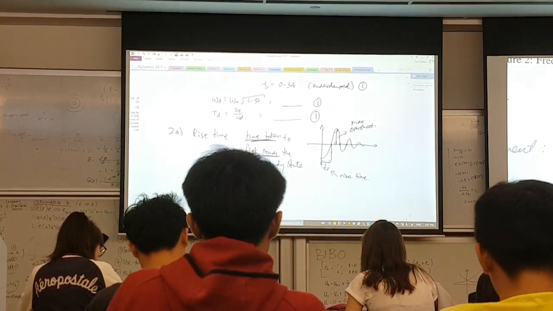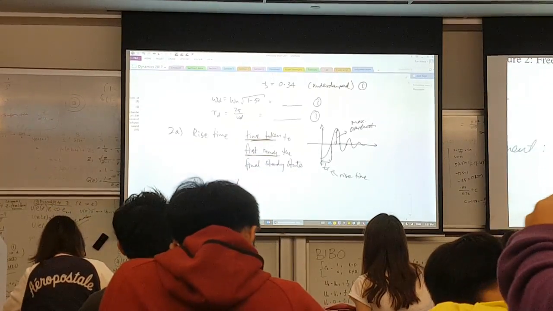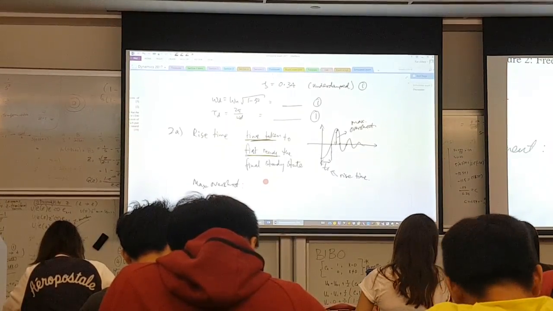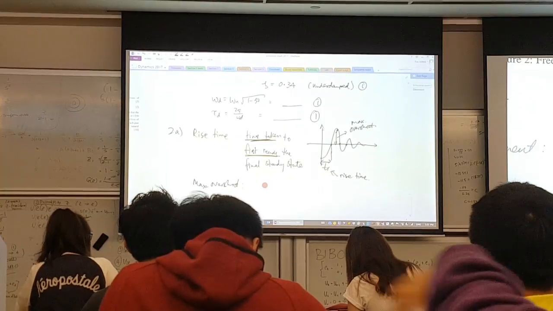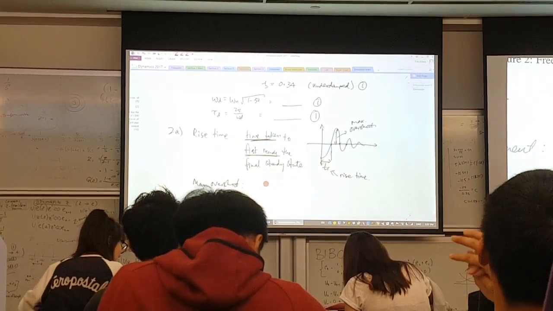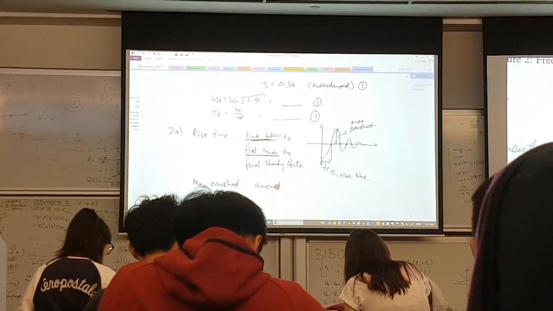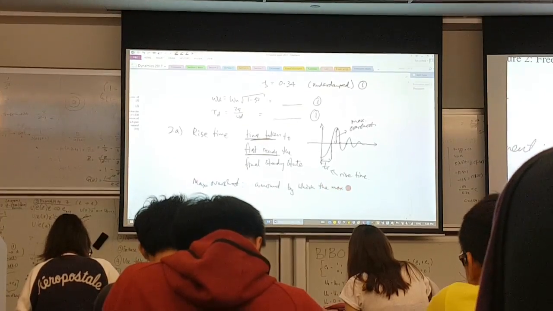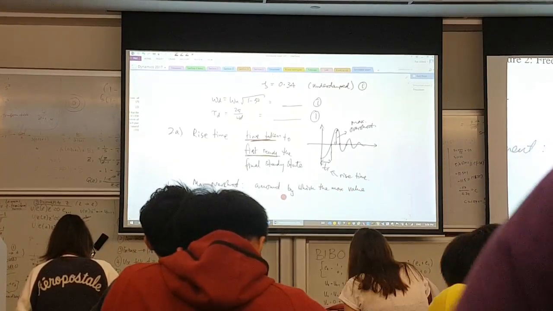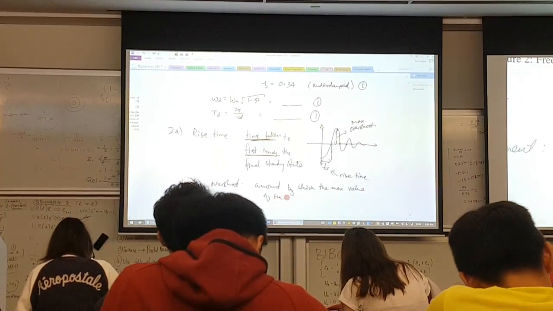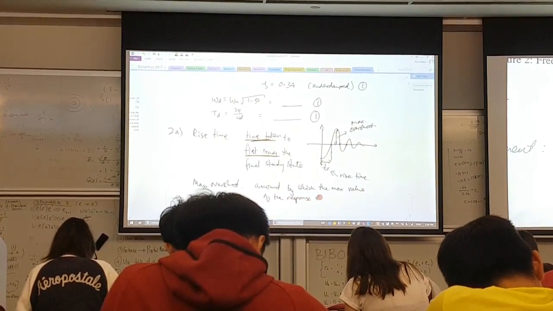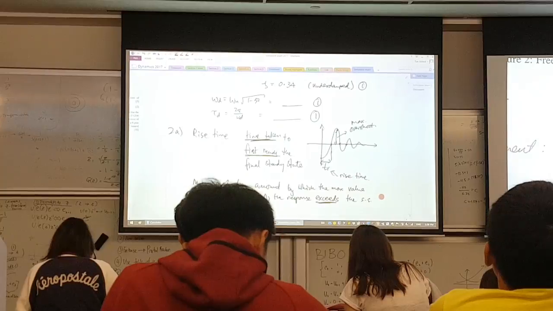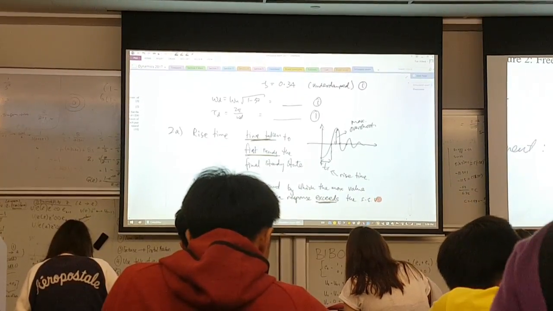So, maximum overshoot. If for maximum overshoot you use the word time, that is wrong. Maximum overshoot has nothing to do with time. It's the amount by which the maximum value of the response exceeds the steady state value.